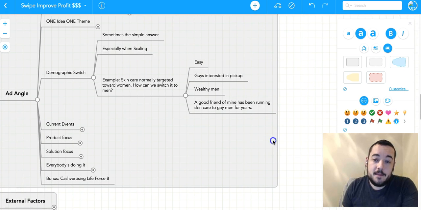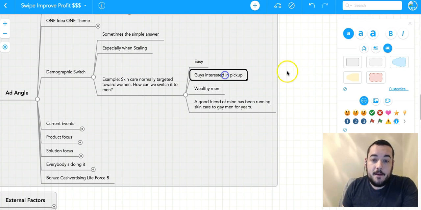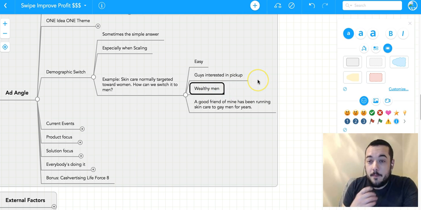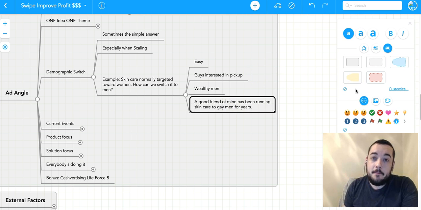I know a lot of people who do this, and it's easy. Number one I have here is guys interested in pickup. I haven't personally promoted in this space, but I have a friend who has promoted skincare to guys who are interested in pickup pretty specifically, and has been very successful. Wealthy men who want to maintain their looks, who want to be successful, a lot of guys who want to stay at the top of their game. They want to look the best as well. And also gay men. I have a good friend who promoted skincare products to gay men and did extremely well.